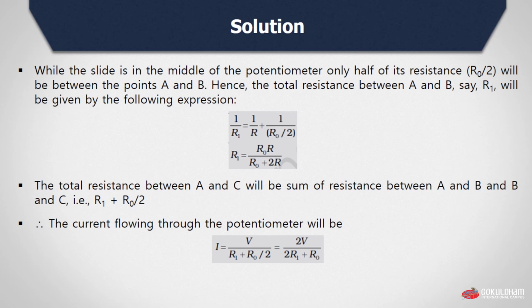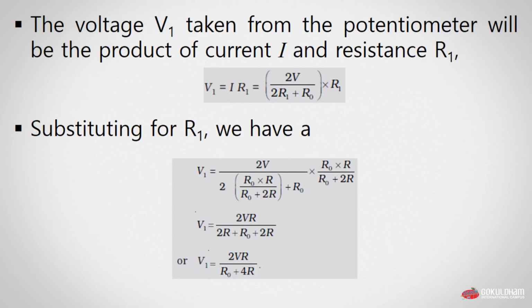The total resistance between A and C will be the sum of the resistance between A and B and B and C, that is R1 plus R0 divided by 2, and therefore the current flowing through the potentiometer will be I is equal to V divided by (R1 plus R0 by 2). As we have from Ohm's law, I is equal to V by R, the current flowing from the potentiometer will be I is equal to V by (R1 plus R0 by 2), which is equal to 2V divided by (2R1 plus R0).